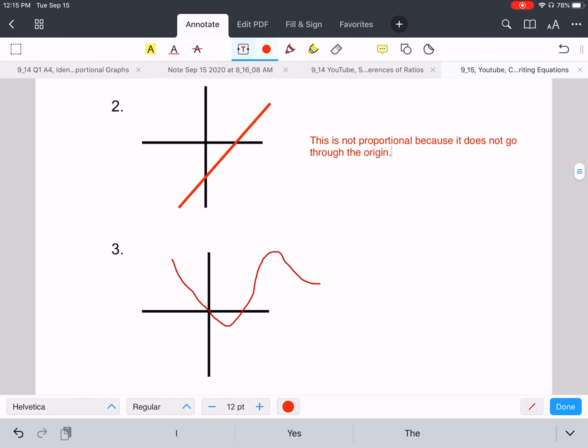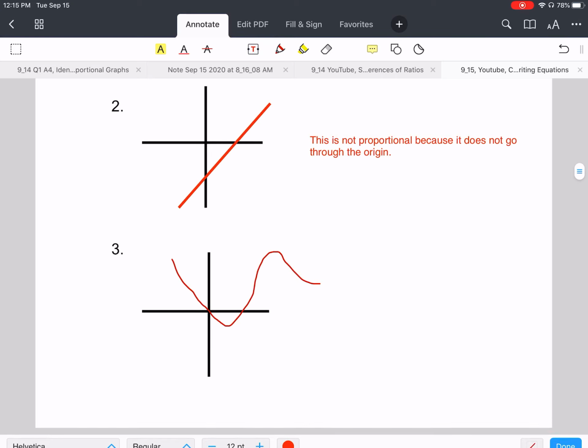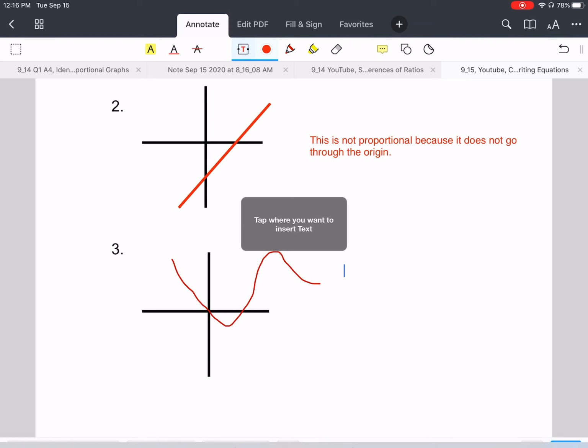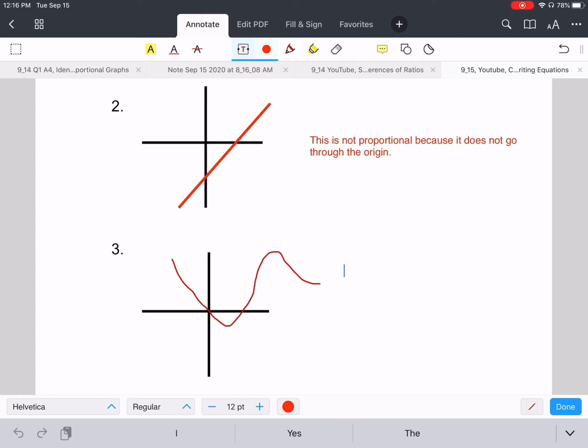The third one should be pretty easy to tell. Again, even though this graph goes through the origin, it is not in a straight line, so it is not proportional. So the language will be written as this is not proportional because there is no straight line. And those are 3 examples of how to solve those problems.